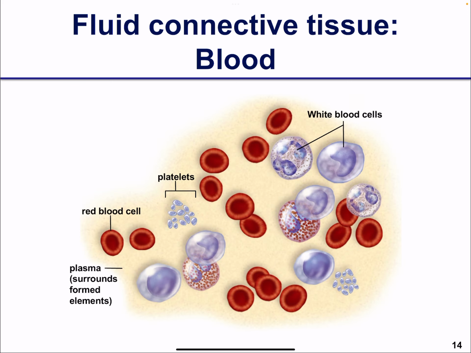Here we have the components of the blood, including the white blood cells, the red blood cells, and the platelets. Again, white blood cells are leukocytes, red blood cells are erythrocytes, while platelets are thrombocytes. And in all of that, you are going to have a matrix that is the plasma. This is where all the cells are going to bathe in.